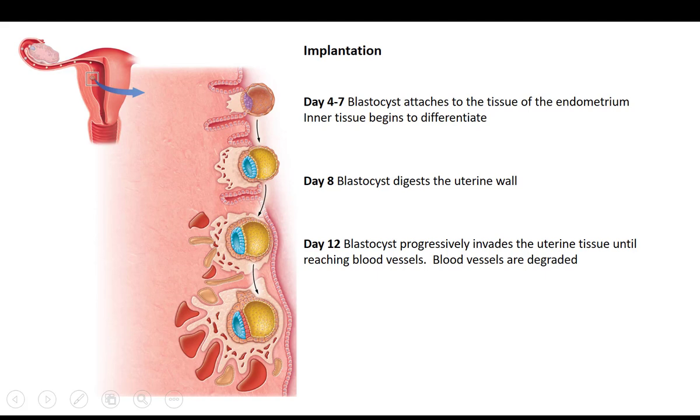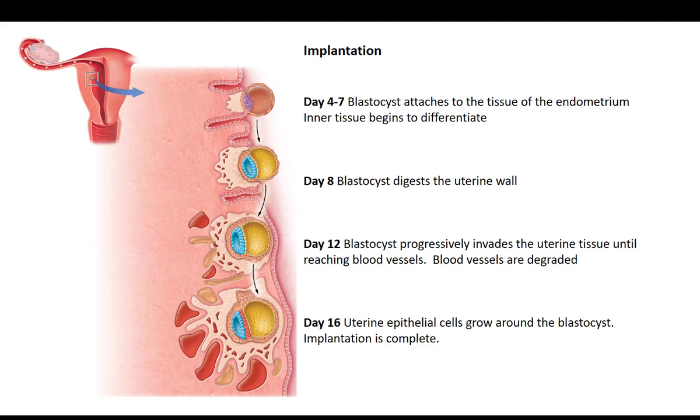So at day 12, you can see that the blastocyst is progressively invading that uterine tissue. And then eventually it's going to reach those blood vessels. Reaching those blood vessels found a little closer to the myometrium is going to be important, because it's at those blood vessels that the developing tissue can now form the placenta. So at day 16, the uterine epithelial cells grow around the blastocyst. So this is in essence the maternal tissue surrounding the blastocyst, and the whole process of implantation has completed.